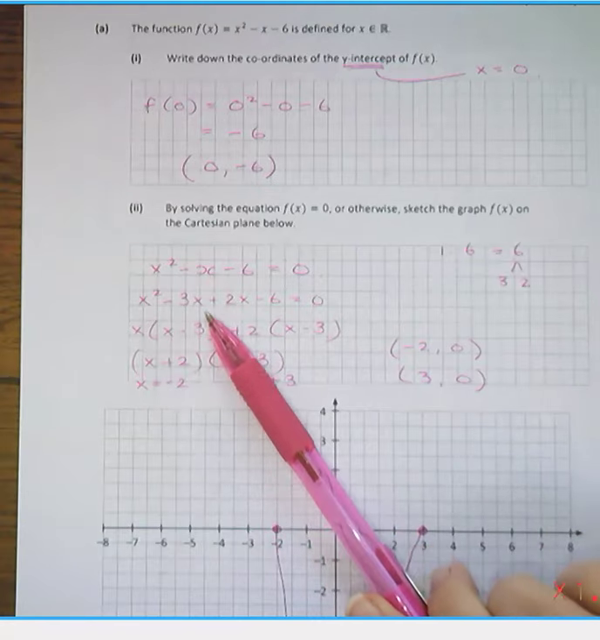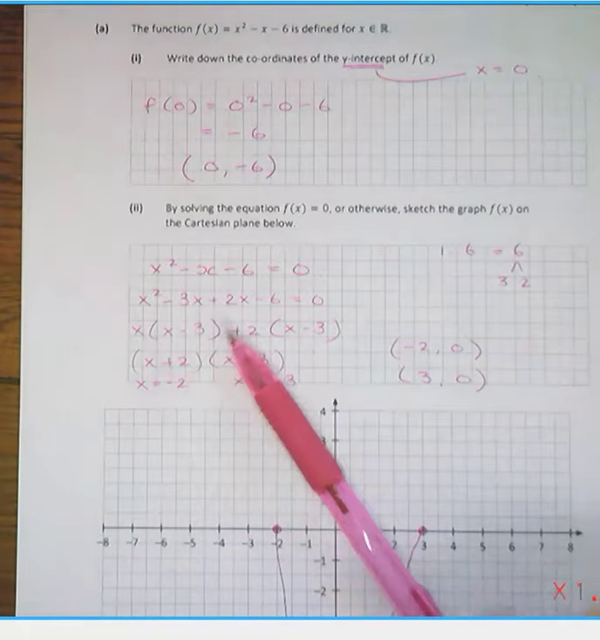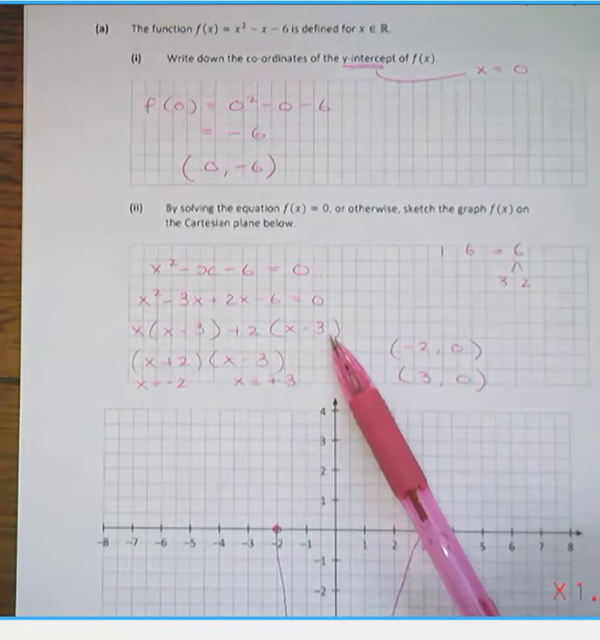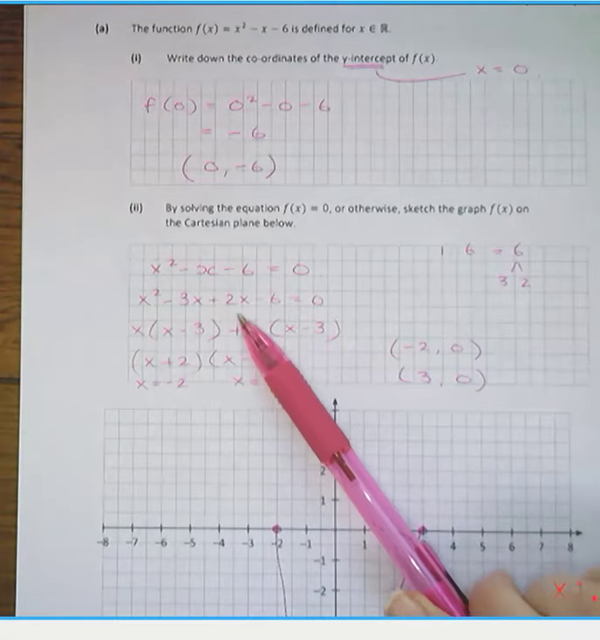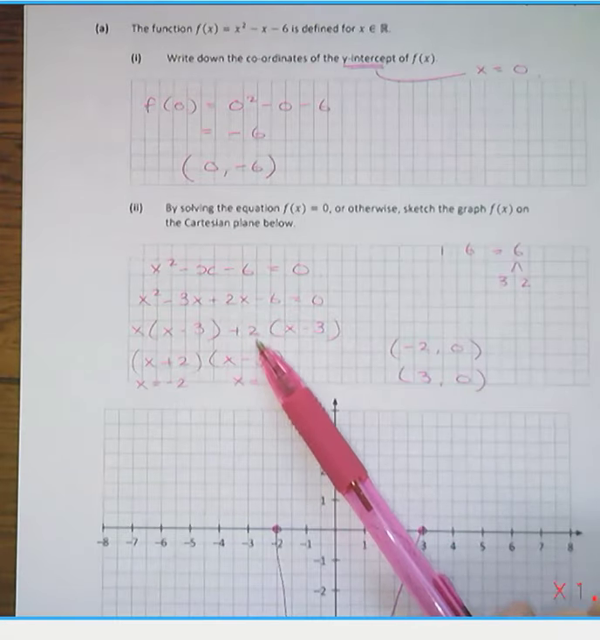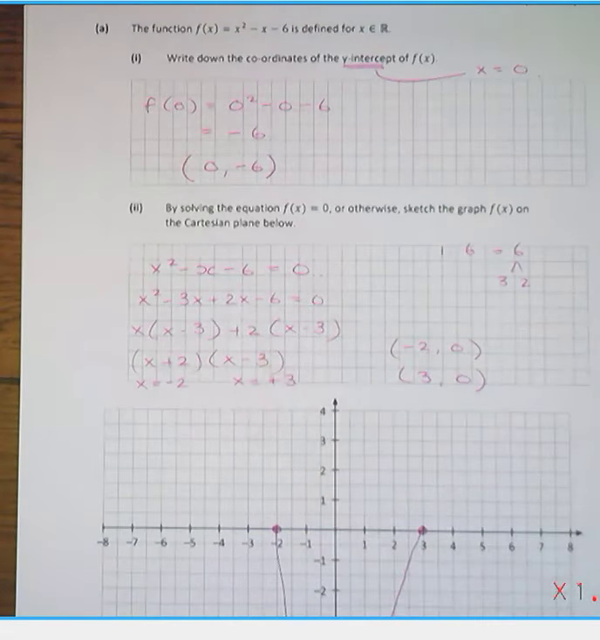Look at the first two terms. What have they got in common? They've got x in common, so we take out an x, leaving x minus 3. Rewrite x minus 3 again. And then you look at the last two terms and ask, what did I have to take out? So I had to take out a plus 2. Rewrite it as two brackets, so you're getting x plus 2, x minus 3, and then solve them.